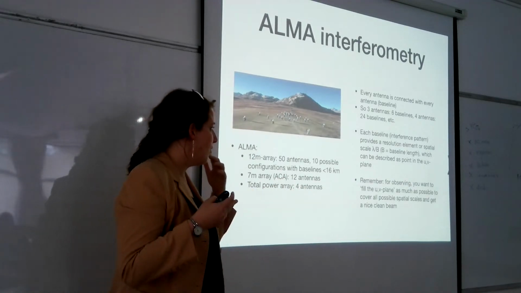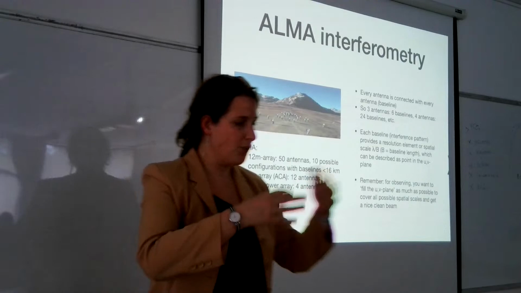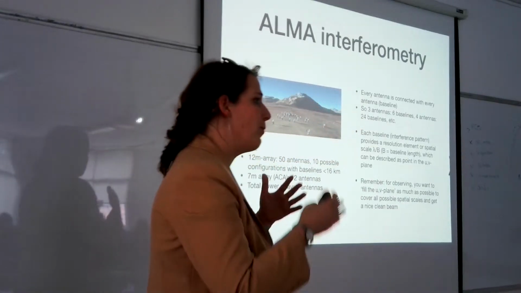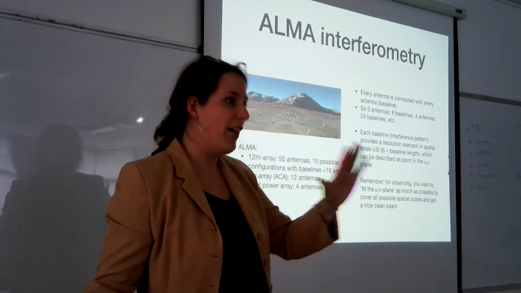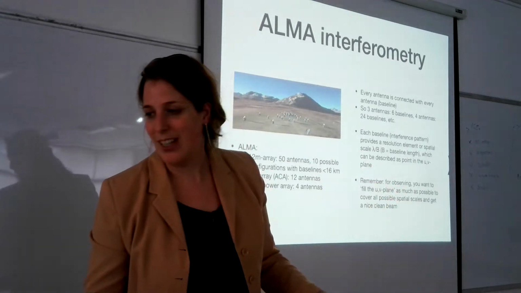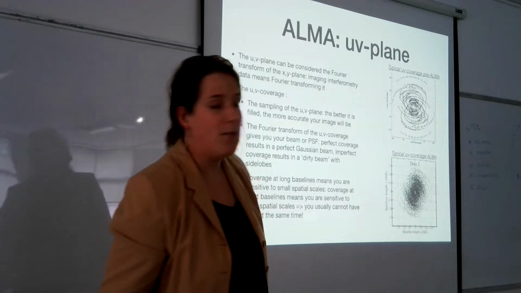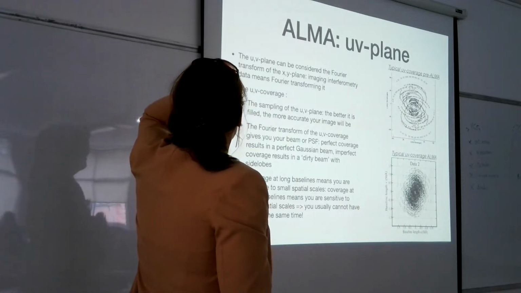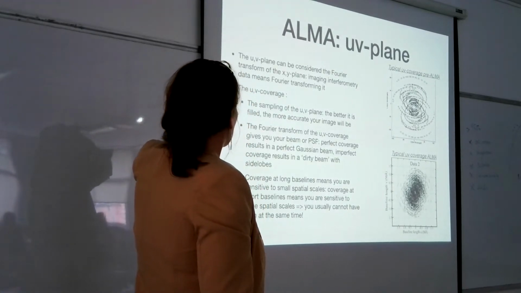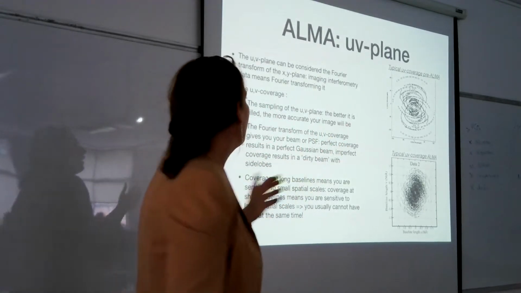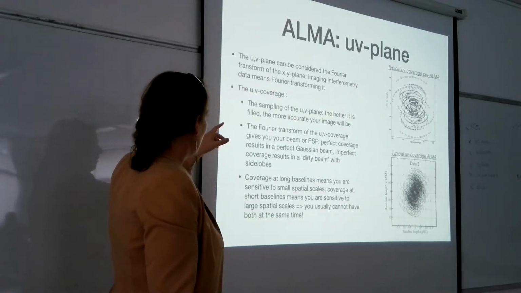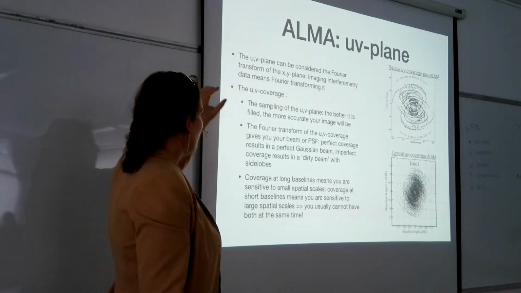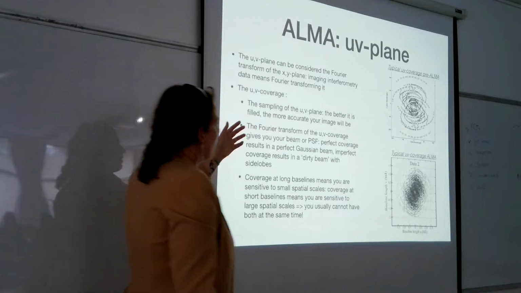And if you want to make a nice image, you want to fill out the UV plane as much as possible to cover all these different spatial scales. I'm going to show examples of what happens if you don't cover them properly. So this is again just some terminology. The UV plane is, for instance, distinct from the XY plane or the LM plane. The better the UV plane is sampled and filled, the more accurate your image will be.